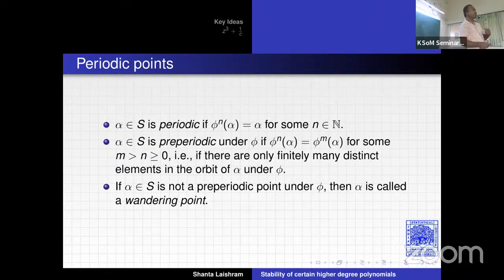You are also aware of periodic points, so let me just define once again. Given alpha in S, we call it periodic if for some n, the nth iterate is the same as alpha. And preperiodic means that after some steps it becomes periodic, in the sense that there exist m bigger than n such that phi^n of alpha is the same as phi^m of alpha. And if an element is not preperiodic, then it's called a wandering point.